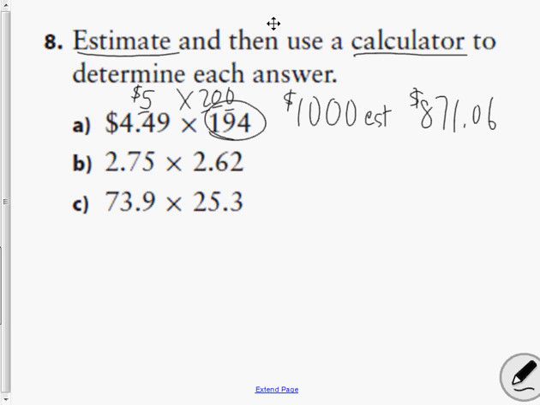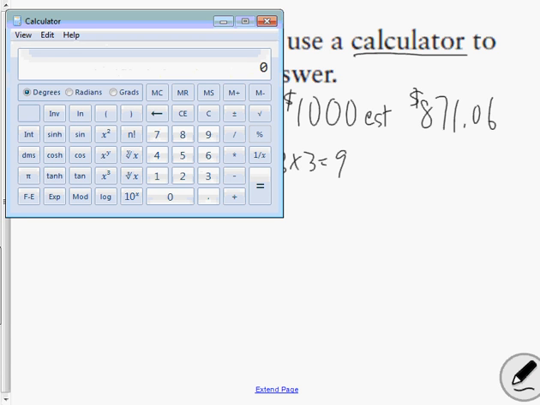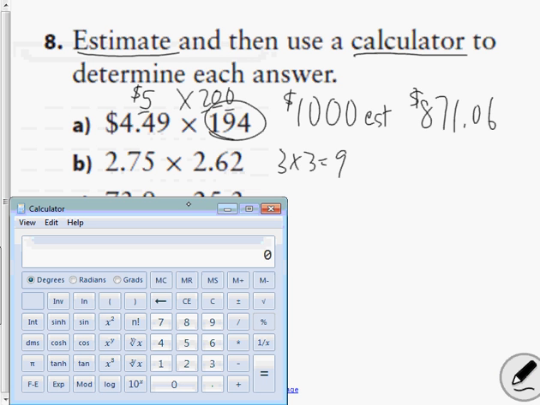In the second question, it says 2.75 times 2.62. My estimation is going to be 3 times 3, which is an estimation of 9. That's the important part. When I take my calculator, I go 2.75 multiplied by 2.62. The actual answer is 7.205. So I was off by probably 15-20% on that one.